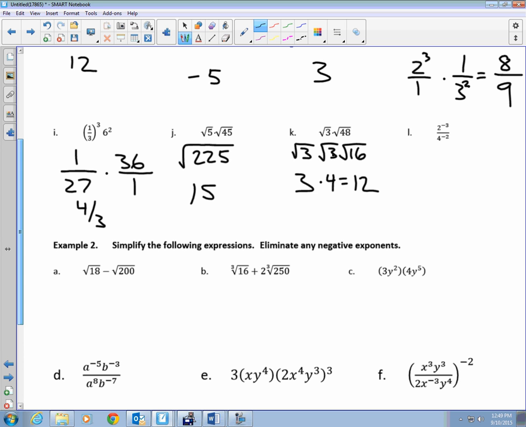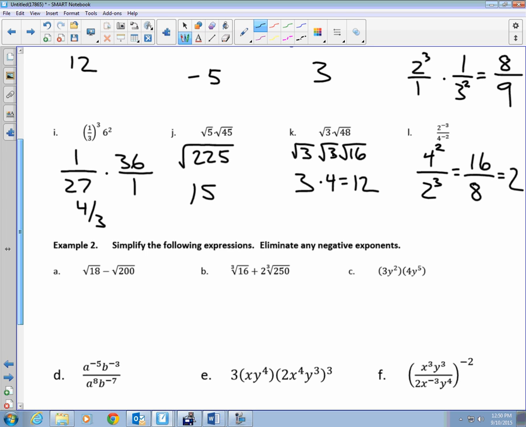Okay, last example. 2 to the negative 3 over 4 to the negative 2. What do I do? Flip it. Yep, so I got 4 to the 2 over 2 to the third. 4 squared is 16 over 8, which is 2. Very good. That's it.